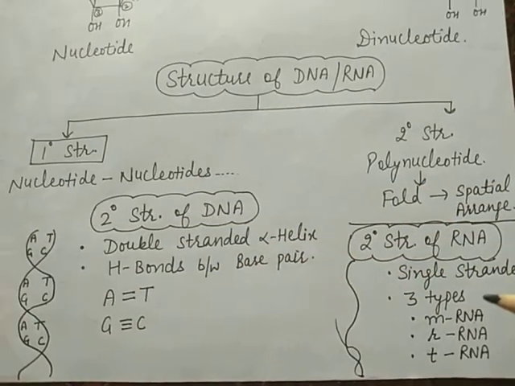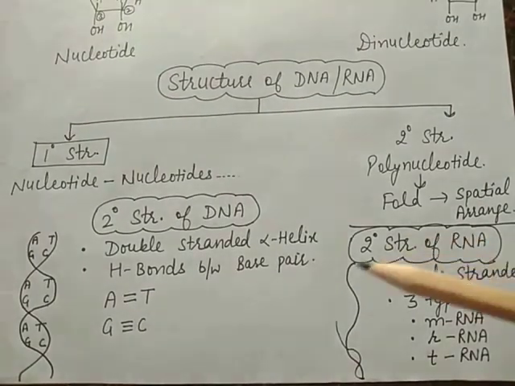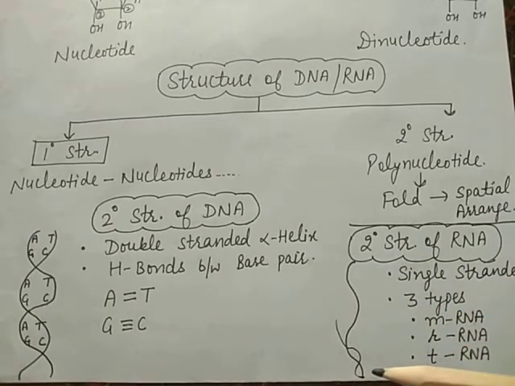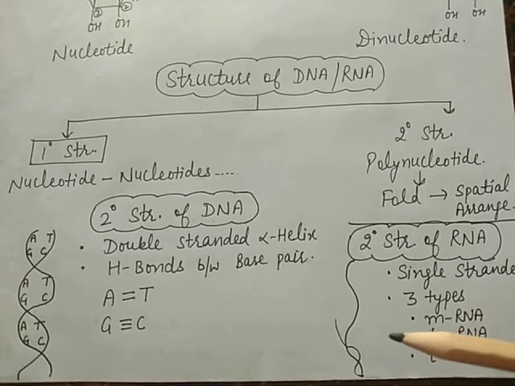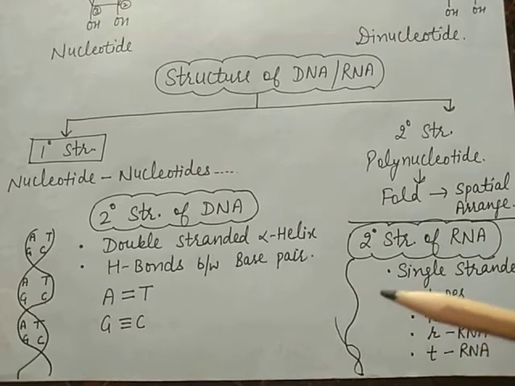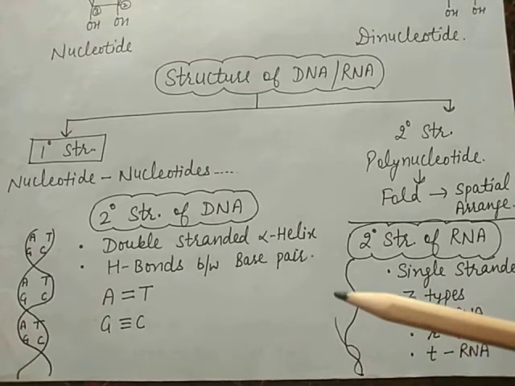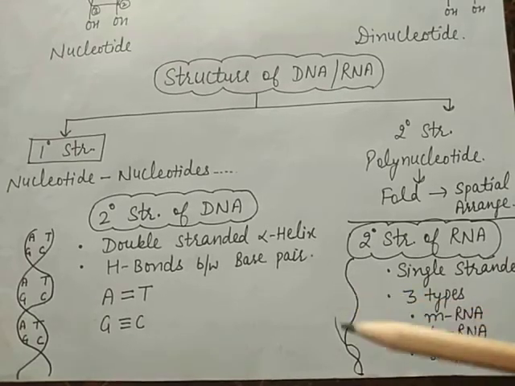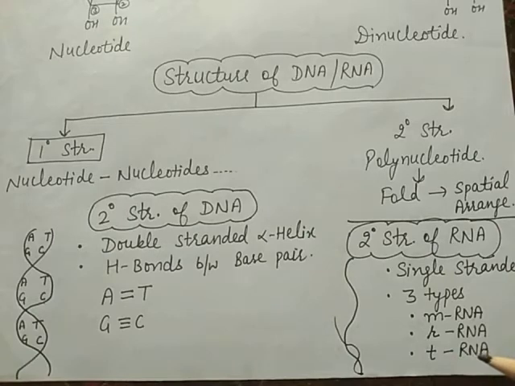Now the last topic is the secondary structure of RNA. RNA is single-stranded. These helices are present in only a single strand. Sometimes they fold back on themselves and form a double helix structure. RNA is of three types: messenger RNA, ribosomal RNA, and transfer RNA.